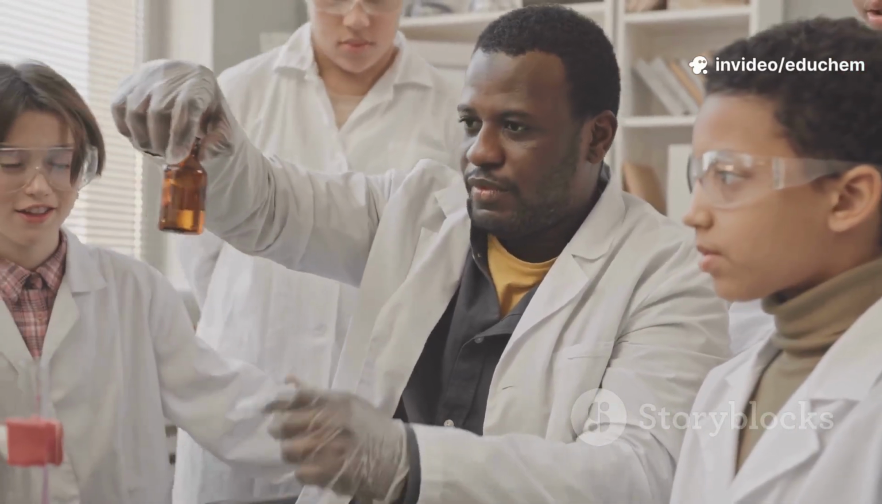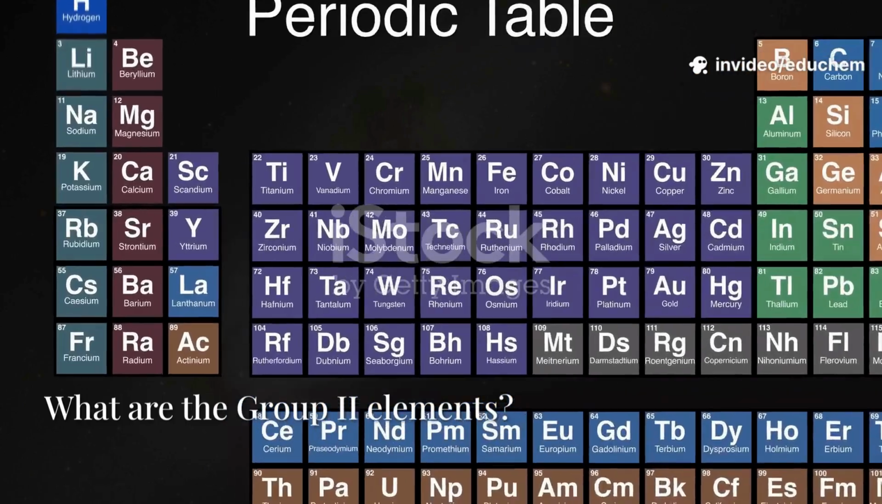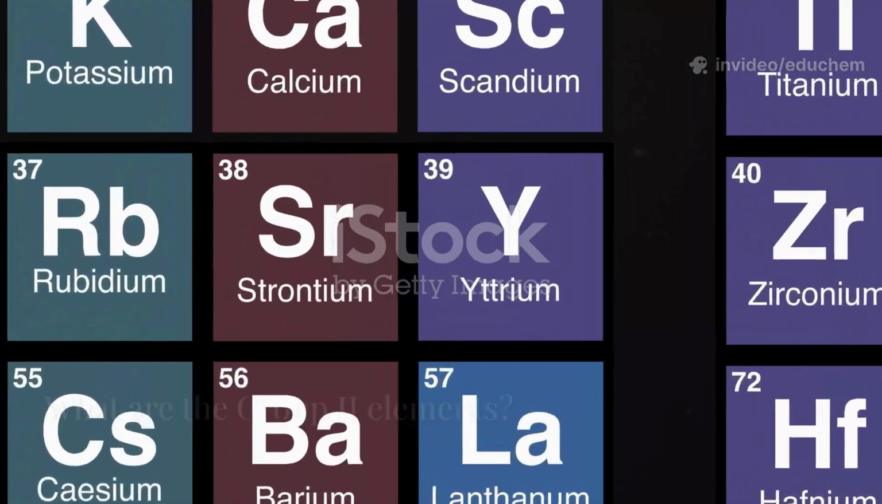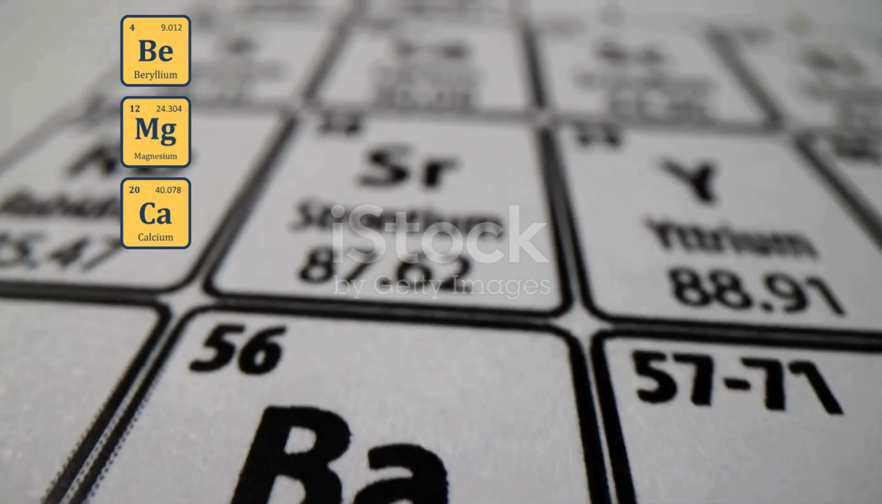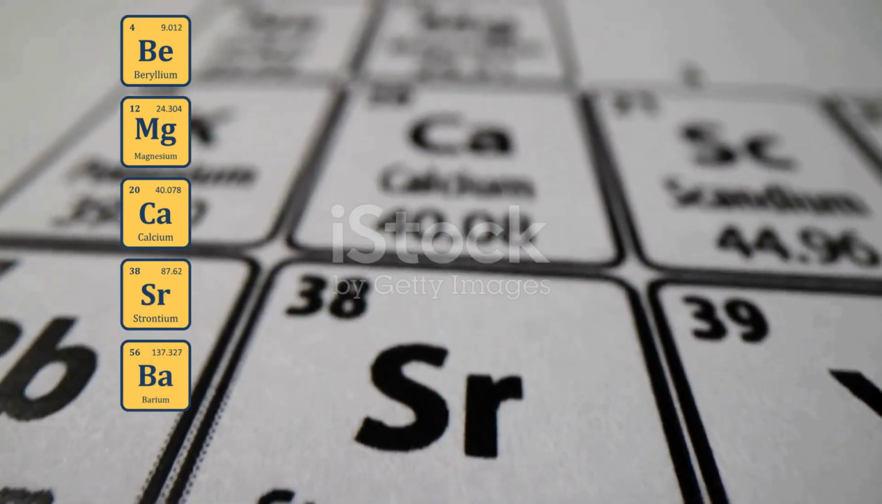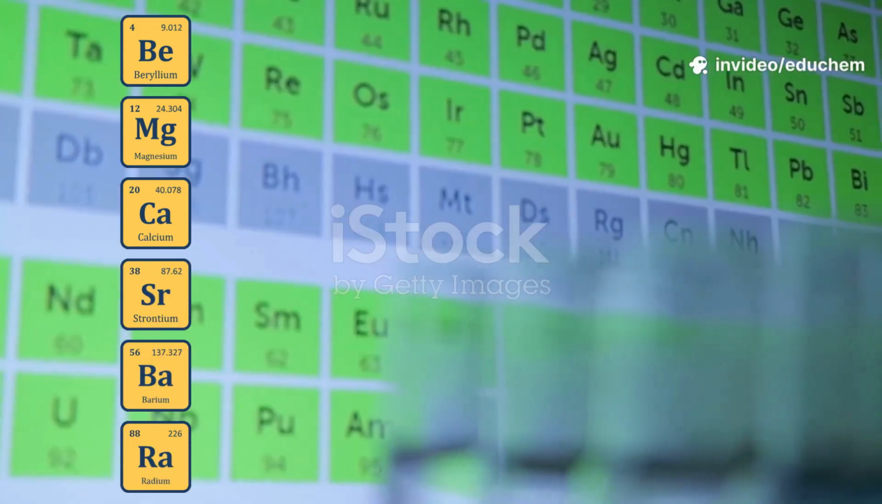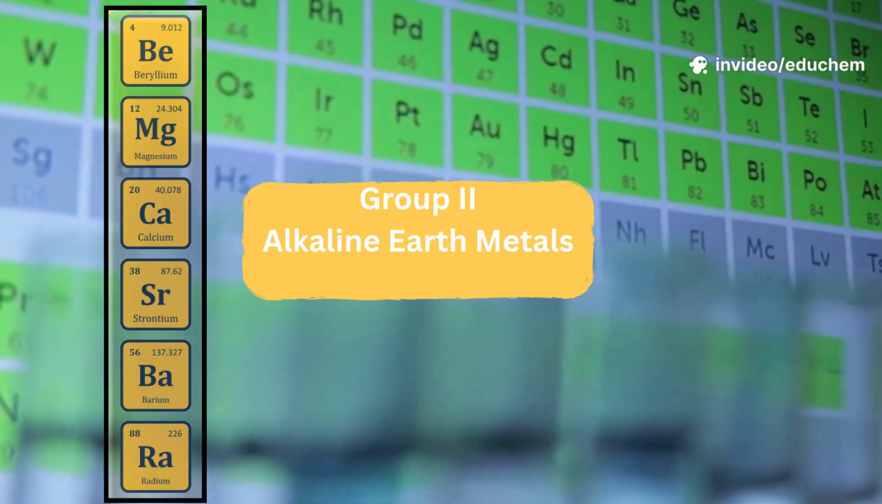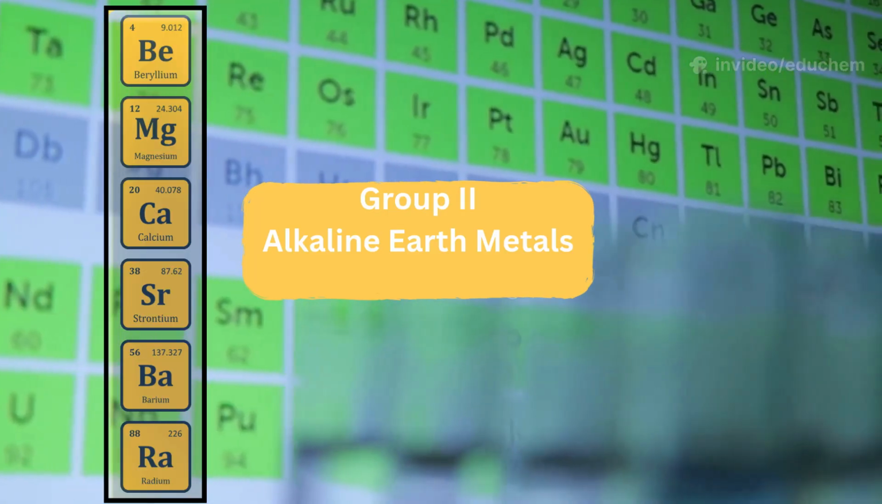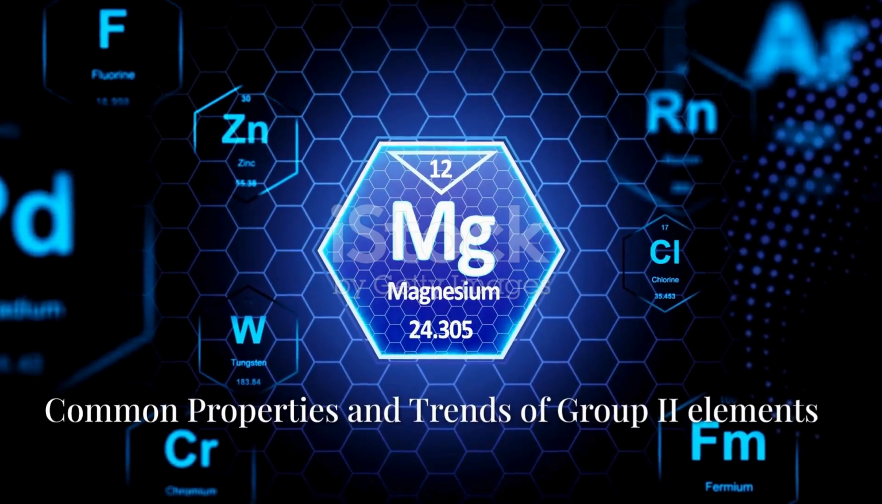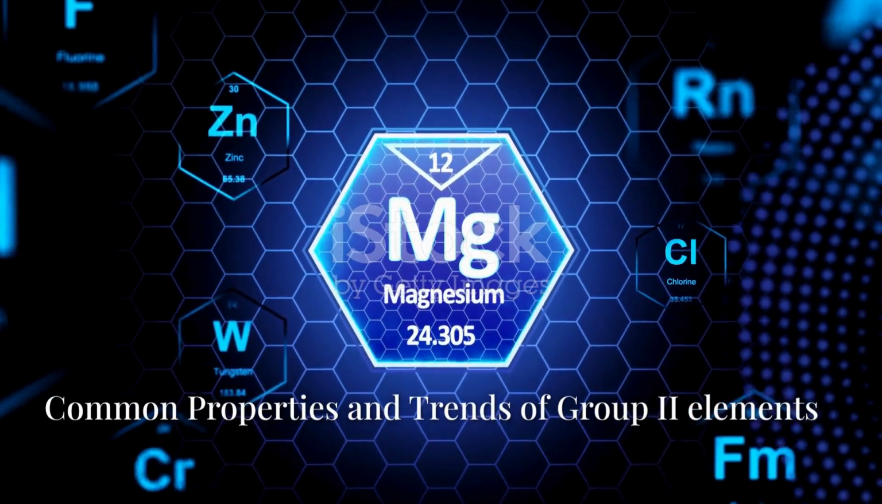Let's get started. Group 2 elements are located in the second column of the periodic table. They include beryllium, magnesium, calcium, strontium, barium, and radium. They are called alkaline earth metals because their oxides and hydroxides are alkaline in nature and were first discovered in the Earth's crust. All Group 2 elements share some common properties.